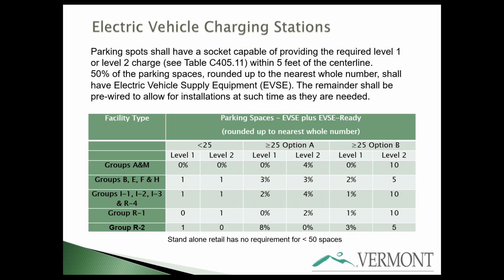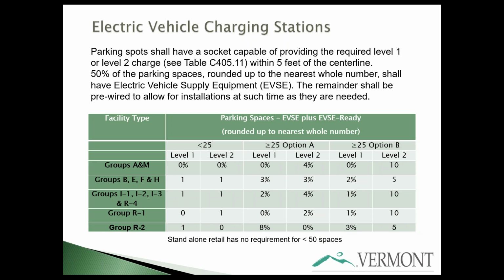To recap, level 1 is basically your residential outlet, 120 volts, a regular residential type outlet. Level 2 is a 220 volt faster charger station that you'll see many people install in their homes. If they have an electric car at home, it allows for a faster charge, similar to an outlet for an electric clothes dryer.